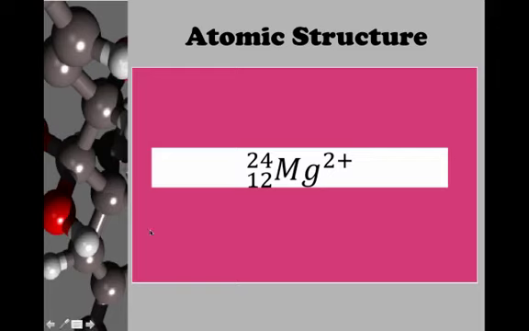If we have this kind of notation, what does this tell us? This is called isotope notation, and the top number is known as the mass number. That's mass number, guys. So the mass number of Mg2+ is 24.